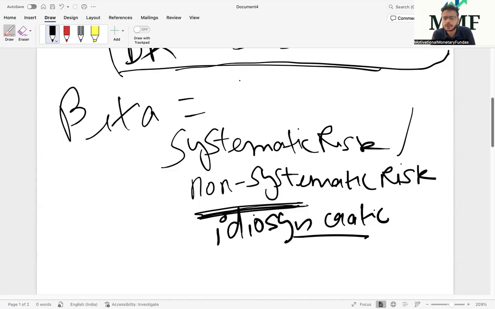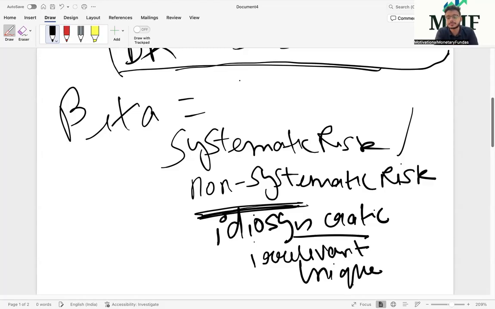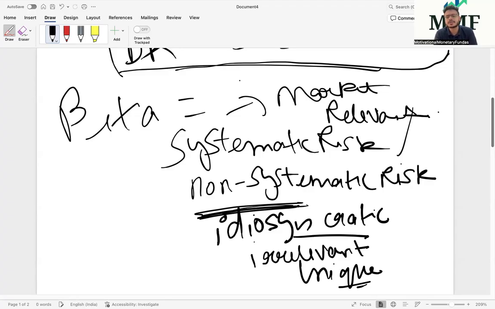But if we talk about the non-systematic risk, it's your diversifiable risk that you can diversify by creating a portfolio. It's also called idiosyncratic risk, irrelevant risk, unique risk. Whereas systematic risk is also called your market risk, your relevant risk, and it is non-diversifiable, right?